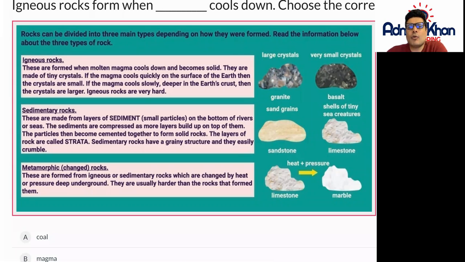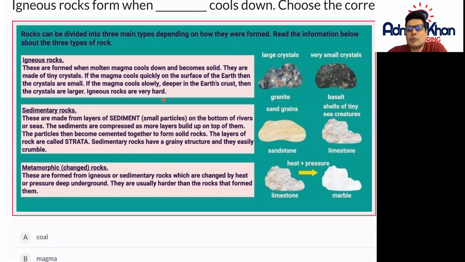Igneous rocks are formed when molten magma cools down and becomes solid. They are made of tiny crystals. If the magma cools quickly on the surface of the Earth, then the crystals are very small. If the magma cools slowly, deeper in the Earth's crust, then the crystals are larger. And igneous rocks are very hard, probably the hardest rocks that you will find.